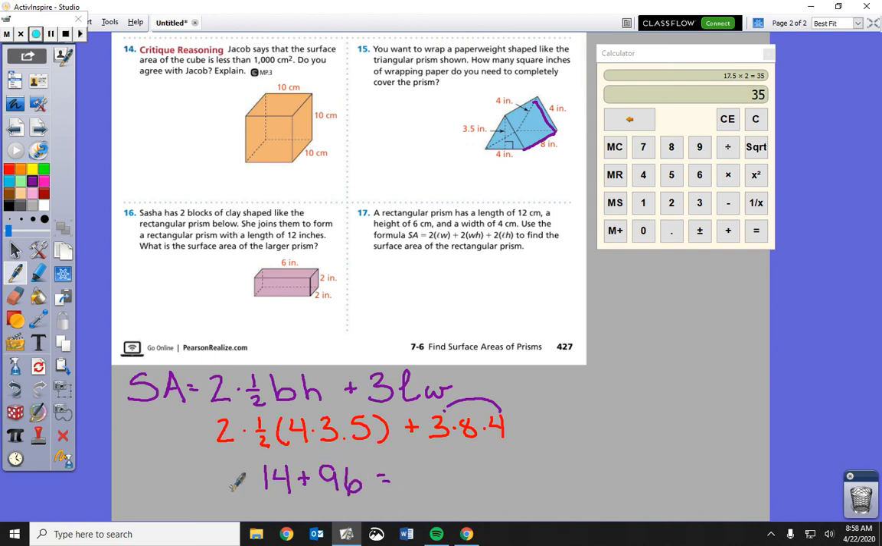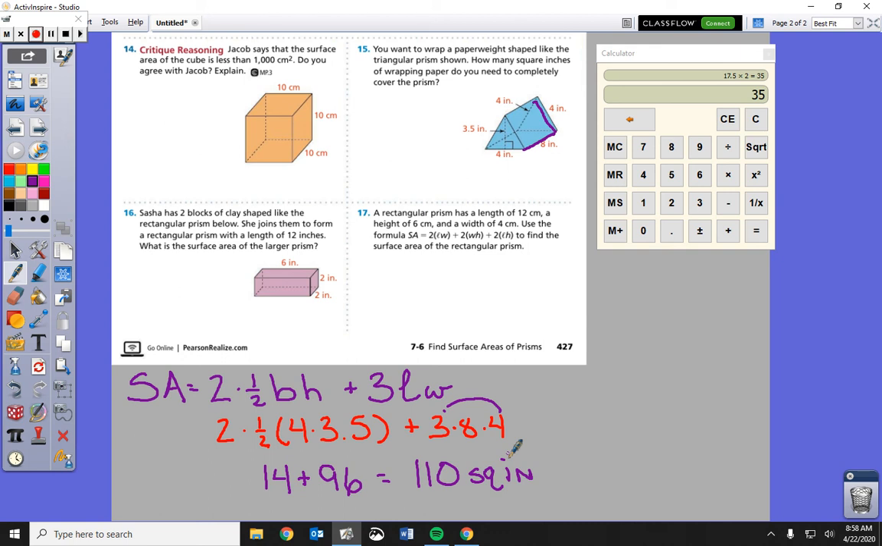I add these together. 90 plus 10 gives me 100. 6 plus 4 gives me 10. 100 plus 10 gives me 110. I need 110 square inches of wrapping paper to wrap that paperweight.